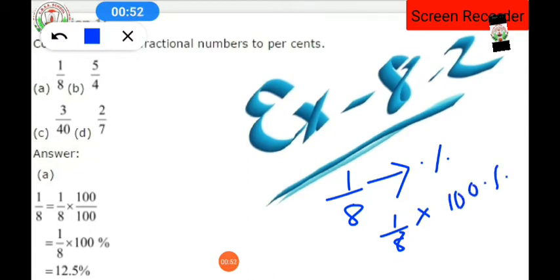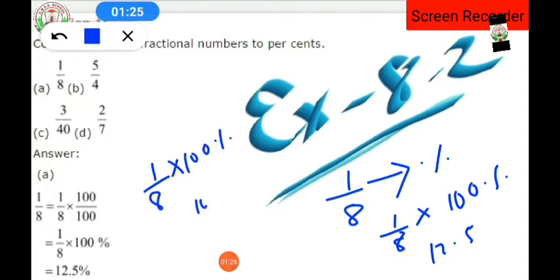So whatever the number is, if any number is in the form of a fraction or decimal, mixed fraction, or improper fraction, any number which we want to convert into a percent will be multiplied by 100. So here 1 by 8 will be multiplied with 100, so that you will get the answer as 12.5. Now you will ask me, teacher, how do we get 12.5? So 1 upon 8 will be multiplied with 100%.